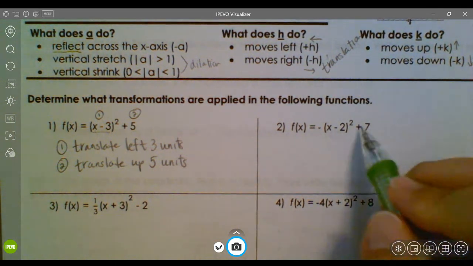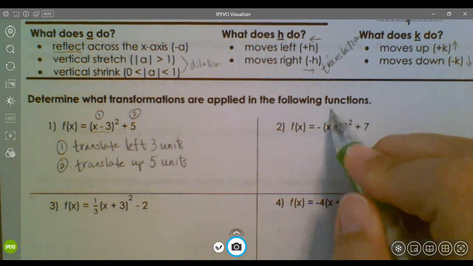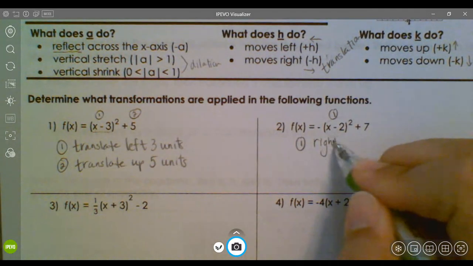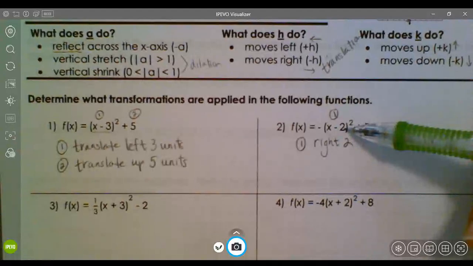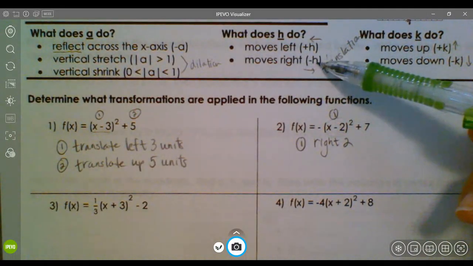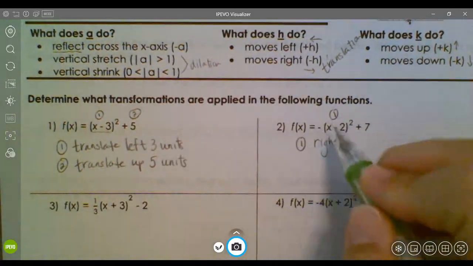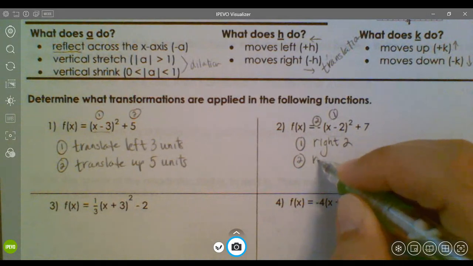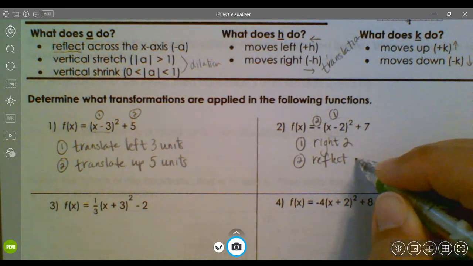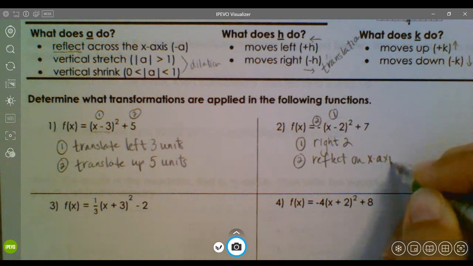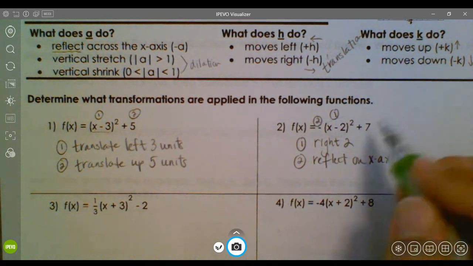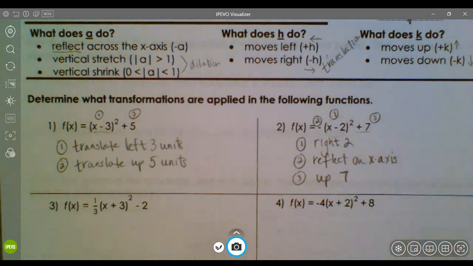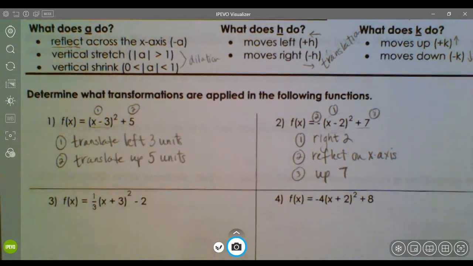This function, so we go inside first. Remember, order of operations is do what's in the parentheses. So for this one, we're going to go right 2. Yeah, Robert, here that says subtraction. But remember, when you're inside, you do the opposite of what you think. Then notice after we square, we have to multiply by -1. And multiplying by -1 says that we reflect on the x-axis. And then finally, we add 7, which says that we're going to go up 7. All right, so y'all kind of get the idea here.